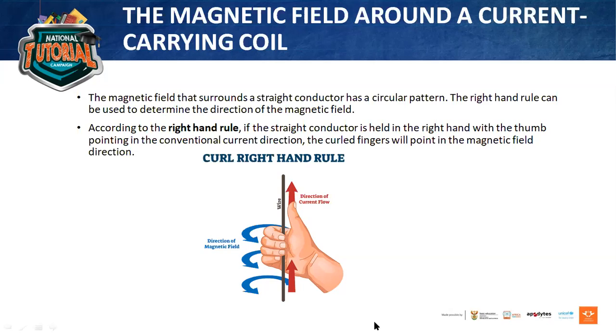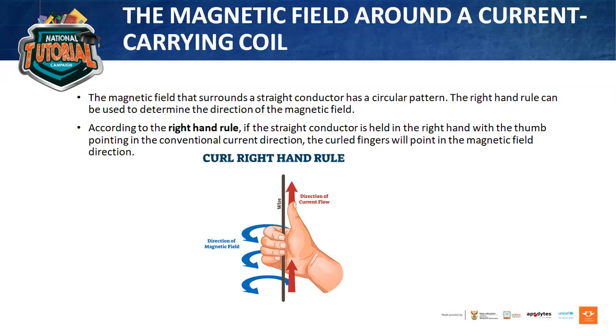So according to the right-hand rule, if the straight conductor is held in the right hand with the thumb pointing in the conventional current direction, so in this case, according to which direction your current is flowing, that's where you're going to place your thumb, the curled fingers will point in the magnetic field direction. So you see how it is here. This will show the direction of your current flow, and your coiled hand is going to show the direction of the magnetic field. It doesn't matter which direction the current flow is going. You always just point your thumb in the current flow, and then the rest of your fingers will be the direction of your magnetic field.